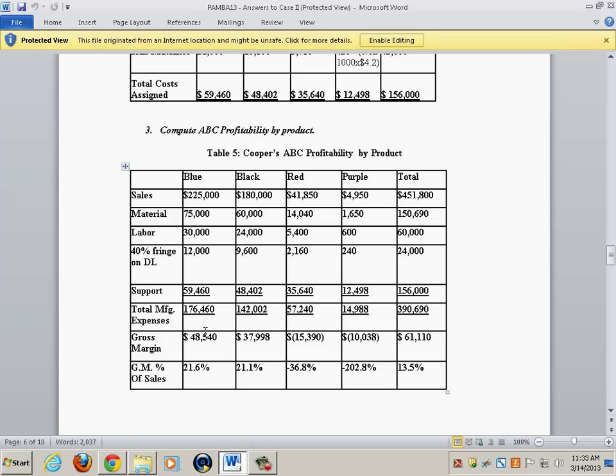The analysis of the activity behind indirect inputs and the indirect costs, at the level of different products. For example, purple and red require considerably more setups, smaller batches. It's due not only to the number of setups, but also to the fact that setups require more time to set things up.